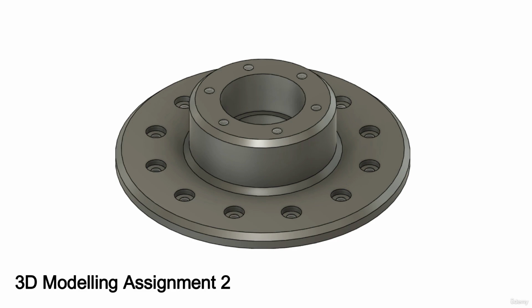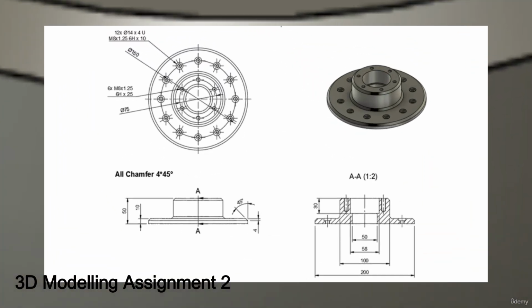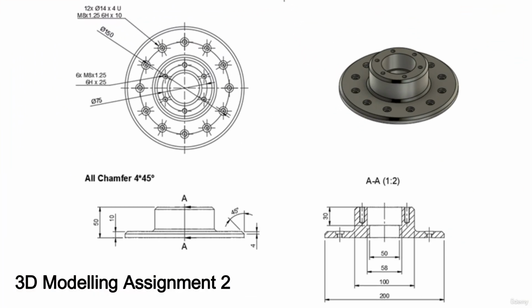This is your second 3D modeling assignment. So the first thing to do here is to review the geometry of the part and determine which is the most suitable 3D modeling tool to complete the main body. The dimensions of this part are shown in the 3D technical drawing here.